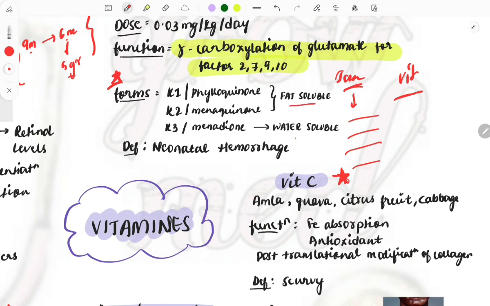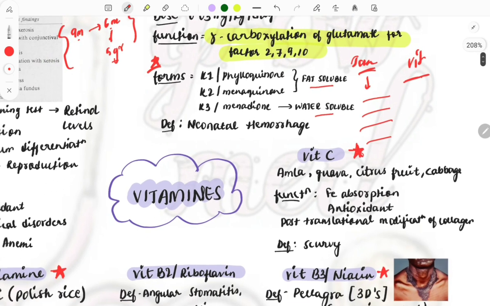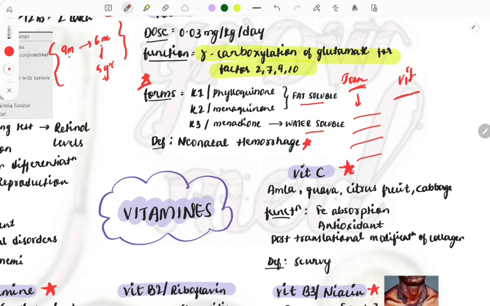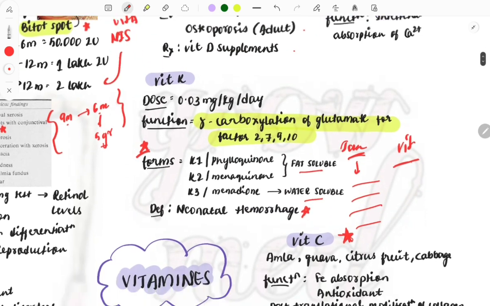So these two are the fat soluble, and this is the water soluble. Deficiency will be causing neonatal hemorrhagic disease. This is also a PYQ and must remember topic. Okay, so very important. Okay, then moving on to vitamin C.